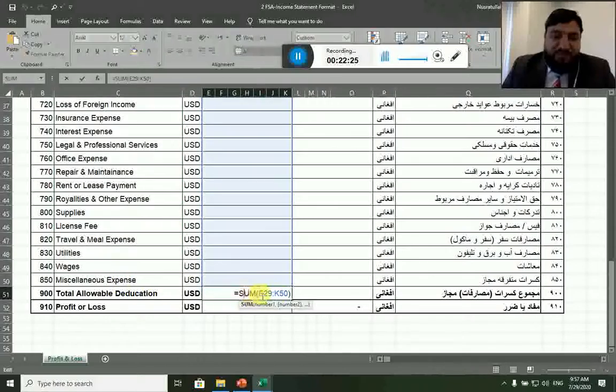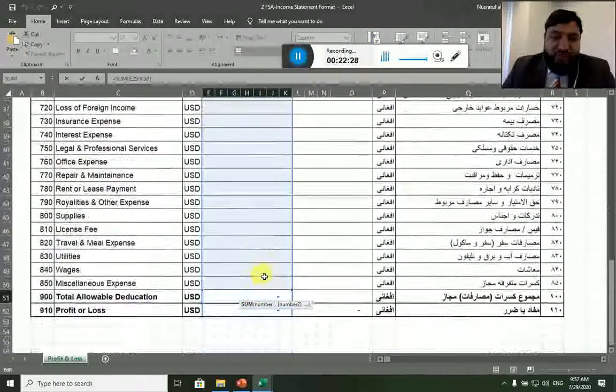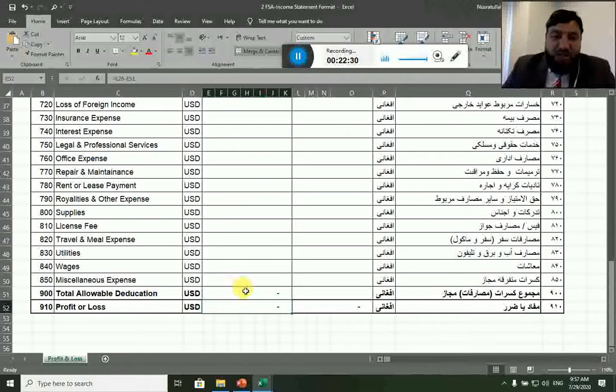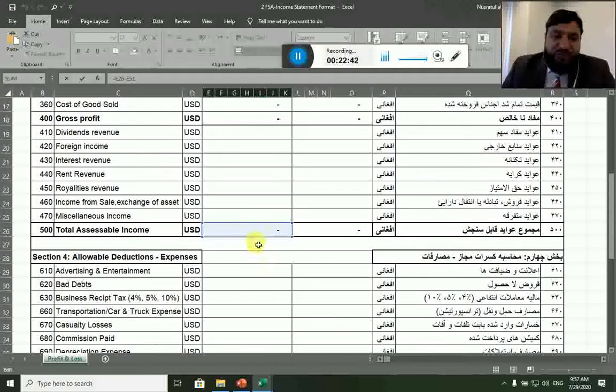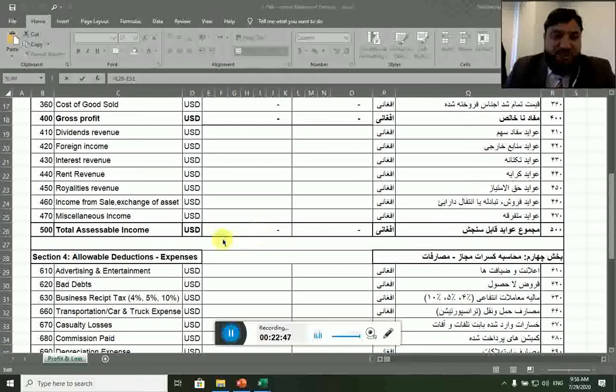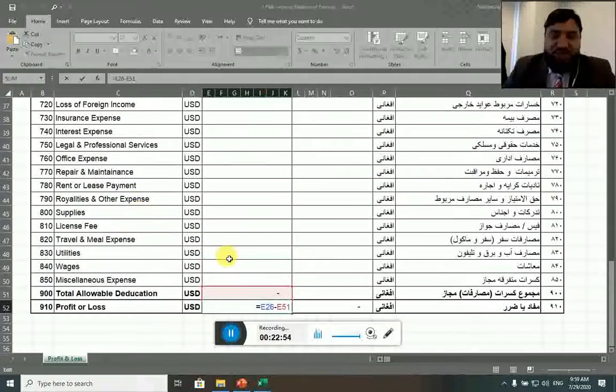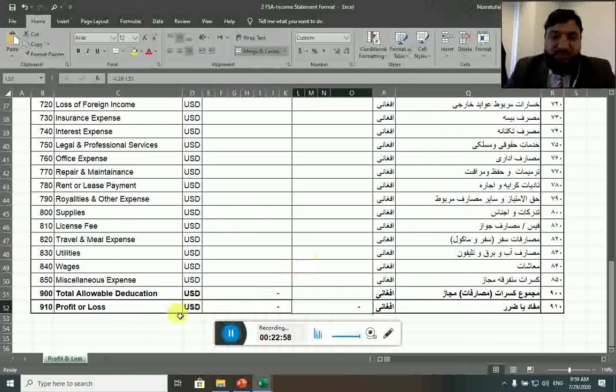Now total expenses, we have to add from here to here, and then profit or loss. Profit or loss, this is taxable profit, right? Earning before tax. How is it calculated? We have to subtract all the allowable deductions or expenses from the assessable income. We'll have profit. This profit is profit before tax, right? Remember, this is profit before tax.